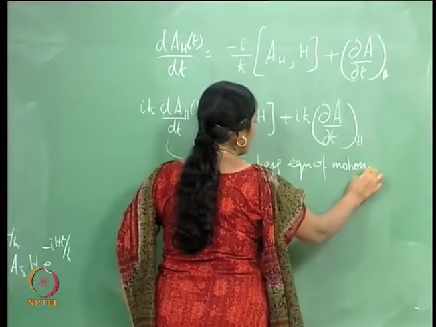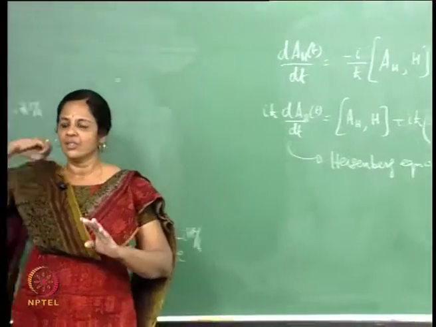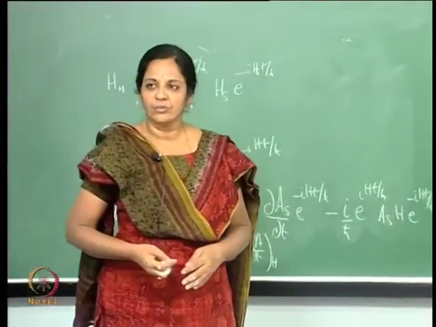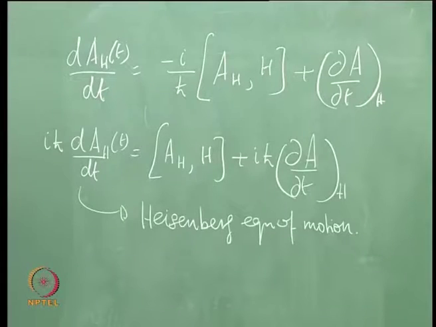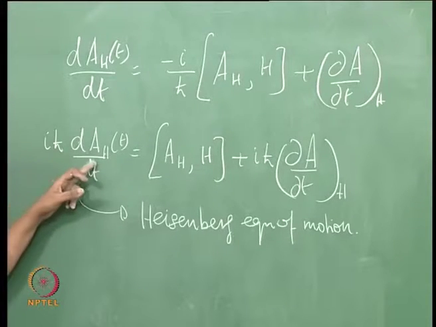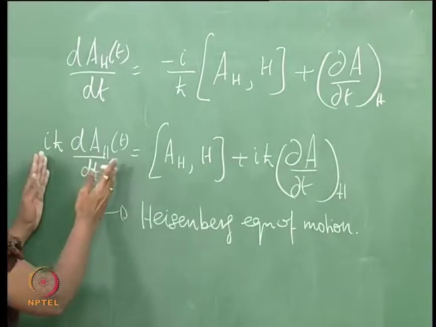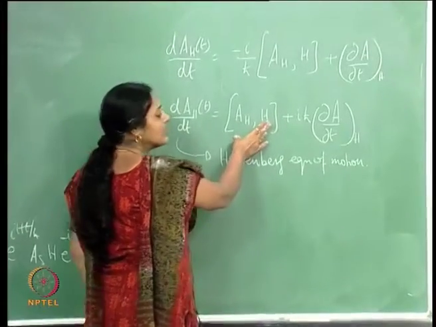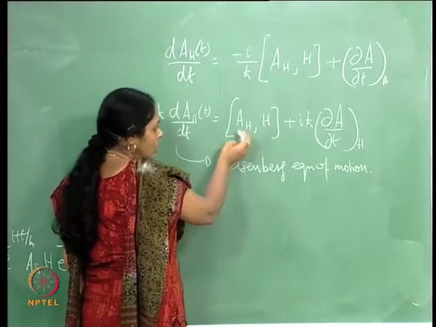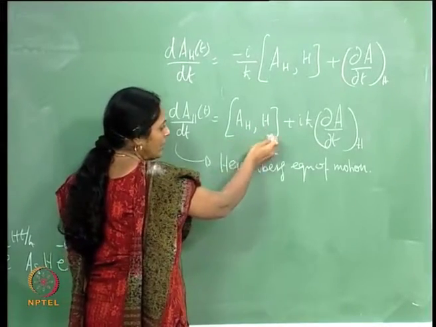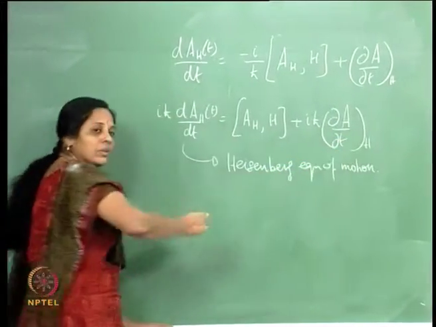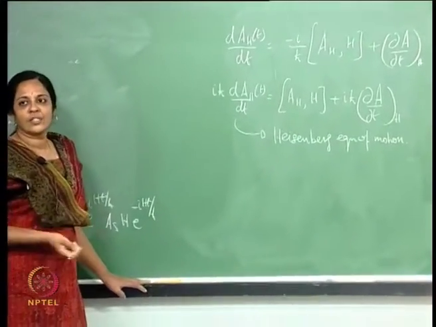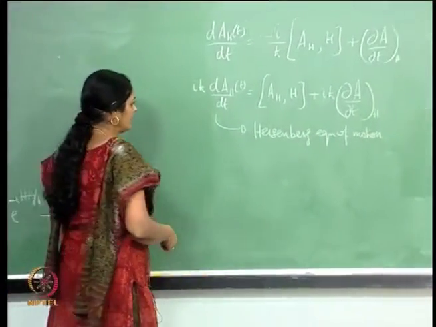Like you have the Schrodinger equation in the Schrodinger picture, which tells you how the state vector or the wave function evolves in time. In the Heisenberg picture, there is an evolution of the operator with time. The total evolution has two parts, one given by the commutator of the concerned operator with the Hamiltonian, and the other comes through a possible explicit time dependence.